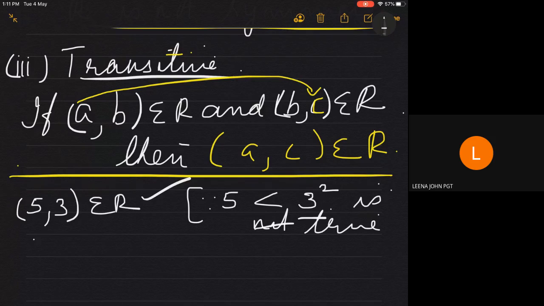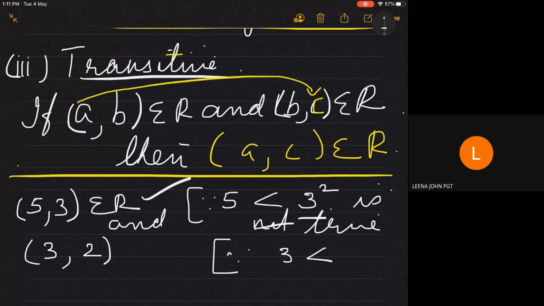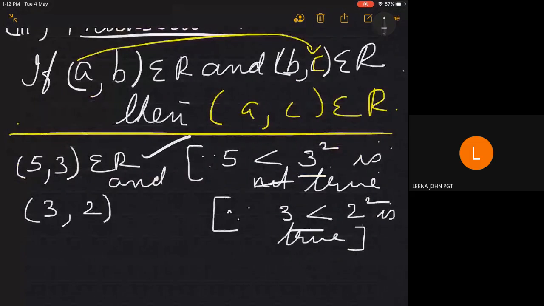Now you have to consider one ordered pair starting with 3. So we can write 3 comma 2. Is it there in R? How do we check? You just take this inequality 3 less than 2 square. Is it true or not? 3 less than 4 is true. So when 3 less than 2 square is true, we can say that 3 comma 2 is also present in R.